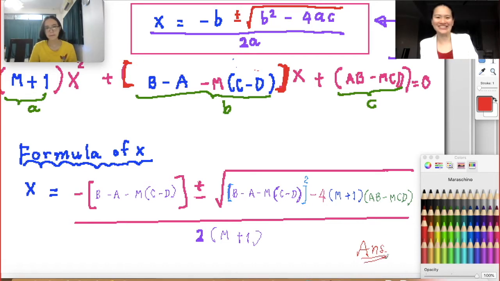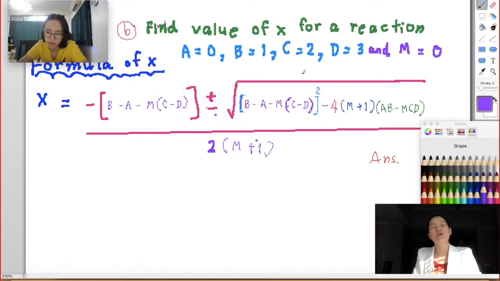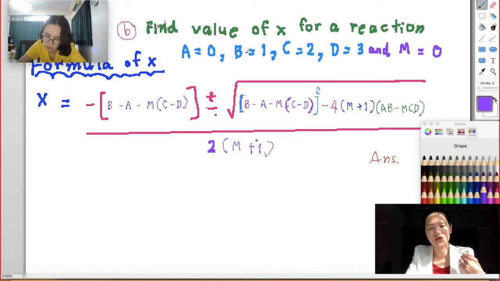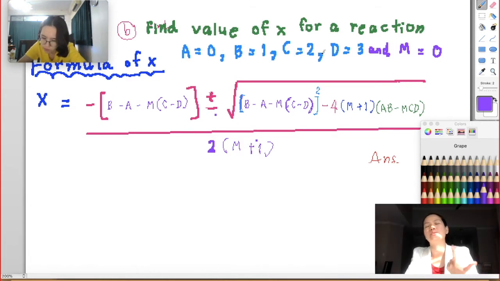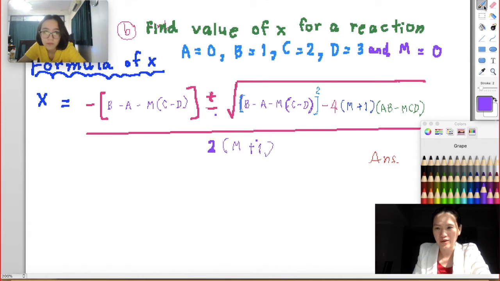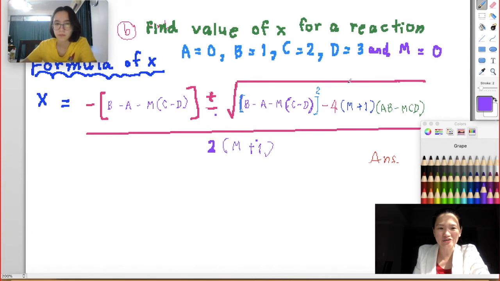The question wants you to find the value of x. You know that a equals 0, b equals 1, c equals 2, d equals 3, and m equals 0. Look at this one carefully. Once we know that any 0 multiplied with anything turns to be 0, right? What we're going to do in x, we put b here. b is 1.